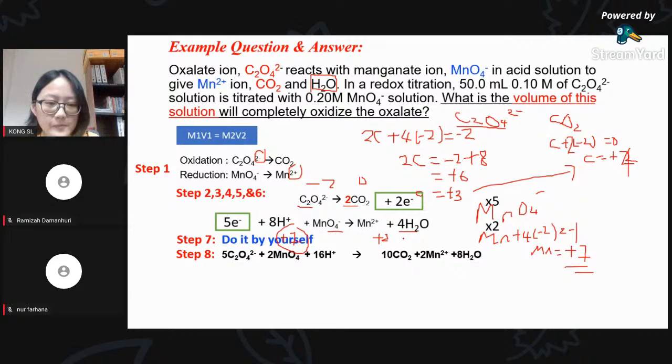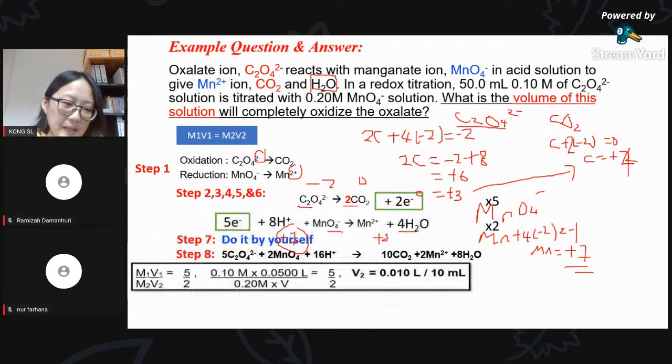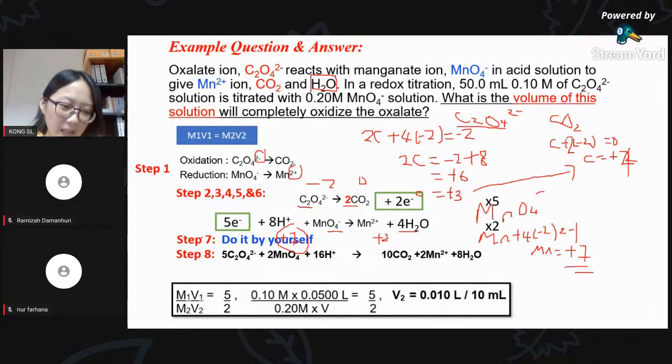Okay. Now, only proceed with the question. What is the volume of the solution? Will completely oxidize oxalic acid. Okay, now you have to apply M1V1 equal to M2V2. Please check for the ratio. Okay, for here, this is 5. Okay, and for this one, this is 2. So substitute everything, you get the answer.